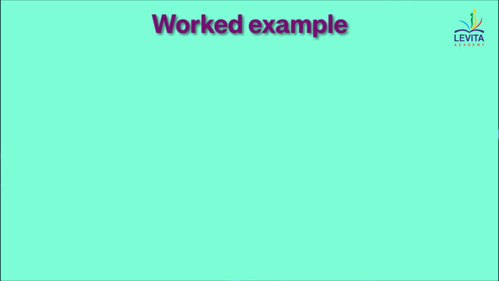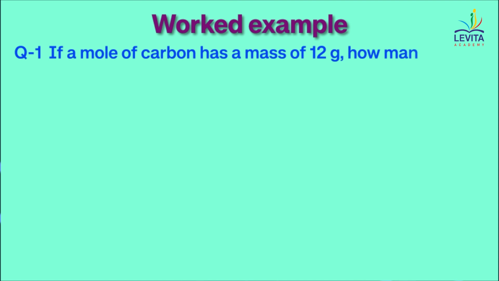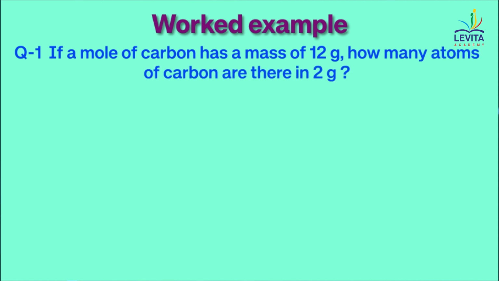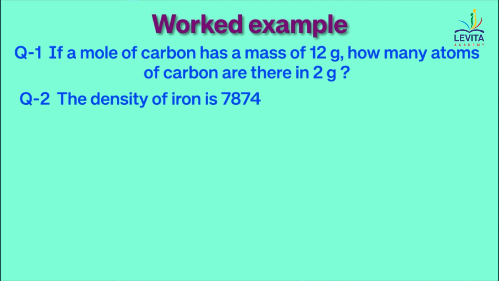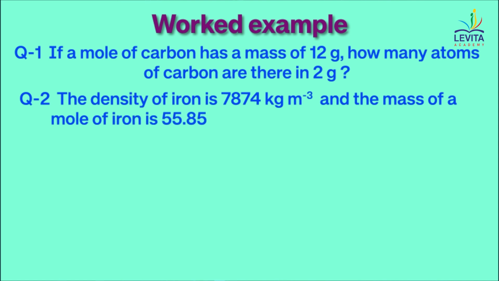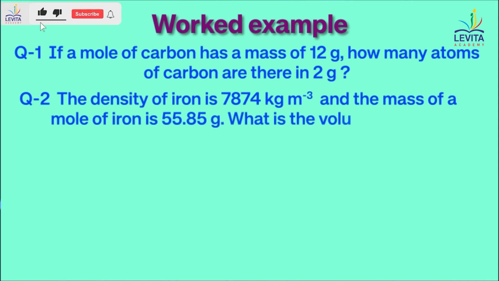Worked example. 1. If a mole of carbon has a mass of 12 g, how many atoms are in 2 g? 2. The density of iron is 7,874 kilograms per cubic meter, and the mass of a mole of iron is 55.85 g. What is the volume of 1 mole of iron?